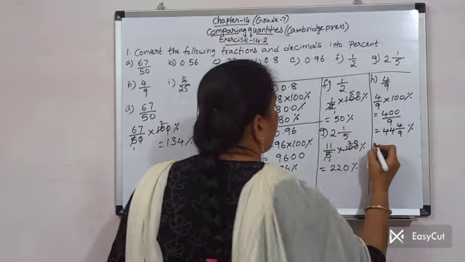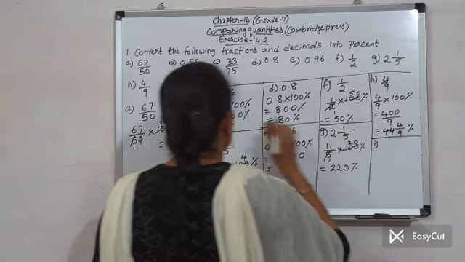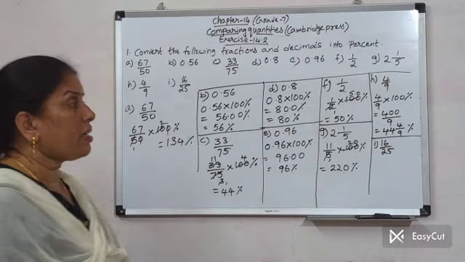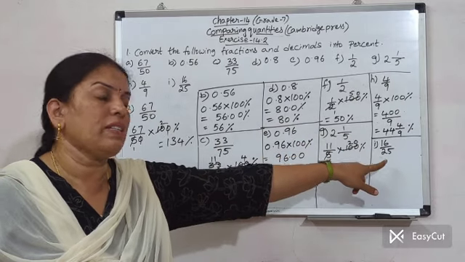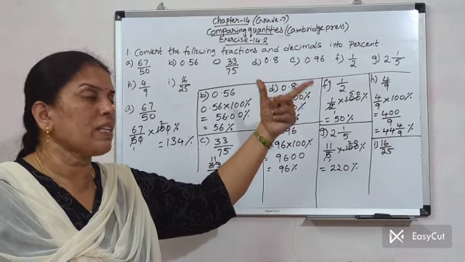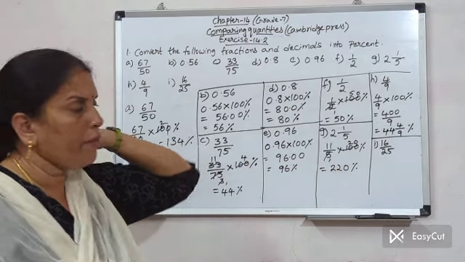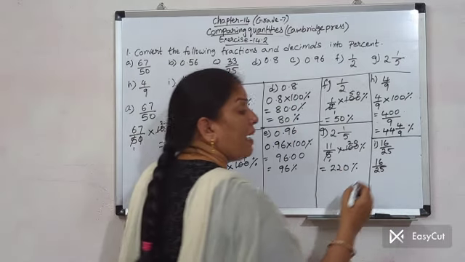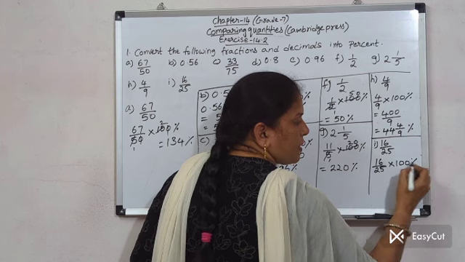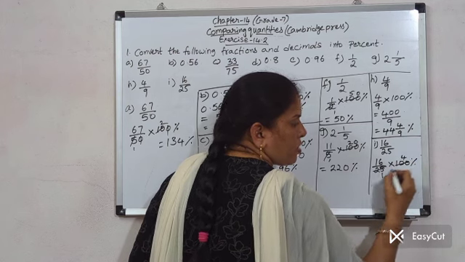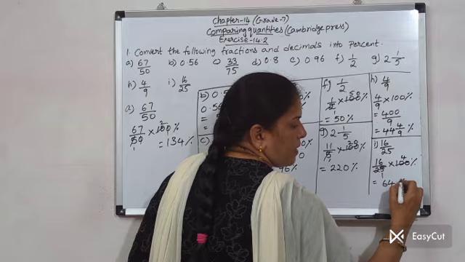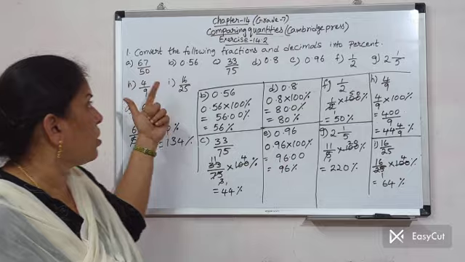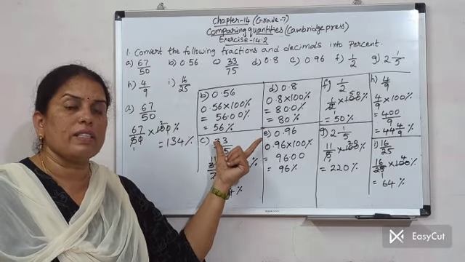Next one, I question. 16 by 25. See here children, I do not have sufficient place, that's why I am adjusting here. But while you are copying, you must write neatly one below the other. Now write down 16 by 25 as it is. Multiply by 100%. 25 ones, 25 fours. 16 fours, 64% is the answer. See here, no change in the question. Same question. All we are doing is the same method only.